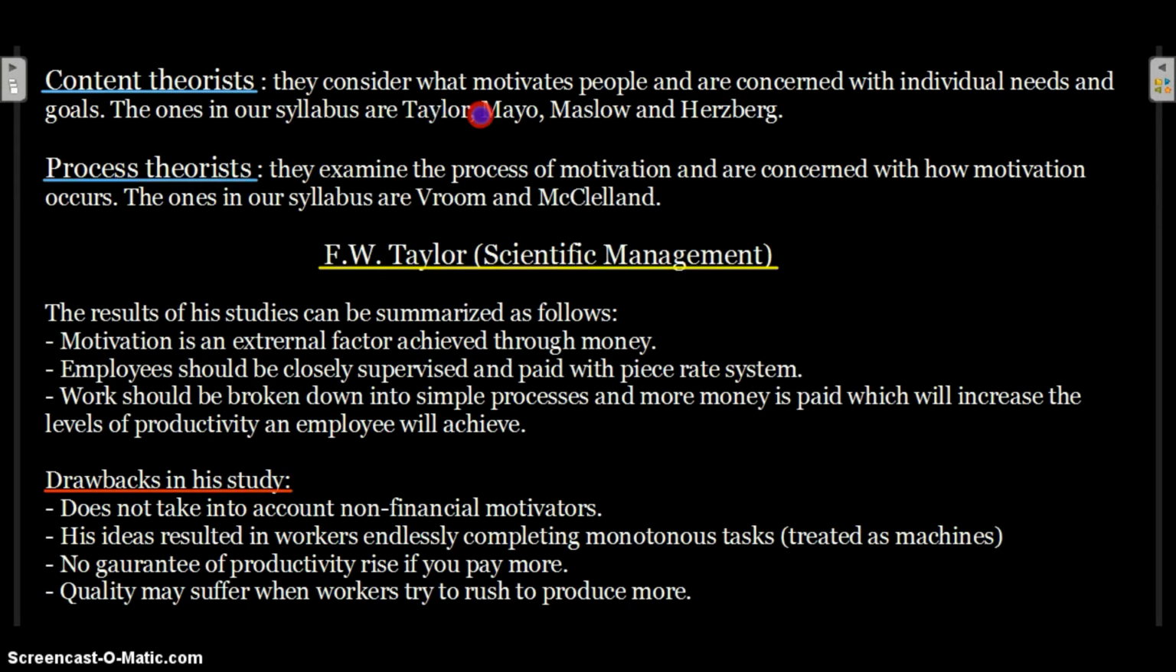Content theorists consider what motivates people and are concerned with individual needs and goals. The ones in our syllabus are Taylor, Mayo, Maslow, and Herzberg. Process theorists examine the process of motivation and are concerned with how motivation occurs. The ones in our syllabus are Vroom and McClelland.